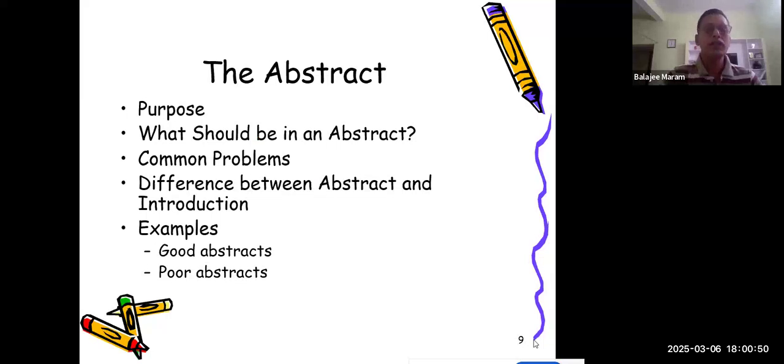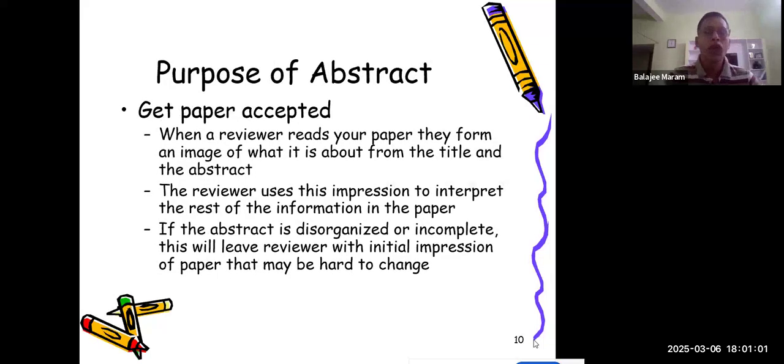So here, abstract. What is the purpose? What should be in an abstract? Common problems. Difference between abstract and introduction. Examples: good abstracts and poor abstracts. Now, what is the purpose of an abstract? First one, get the paper accepted. Definitely, when we are doing research and have done some practical implementation, there is a need to prepare a paper. After paper preparation, we try to publish our paper in a conference or journal.